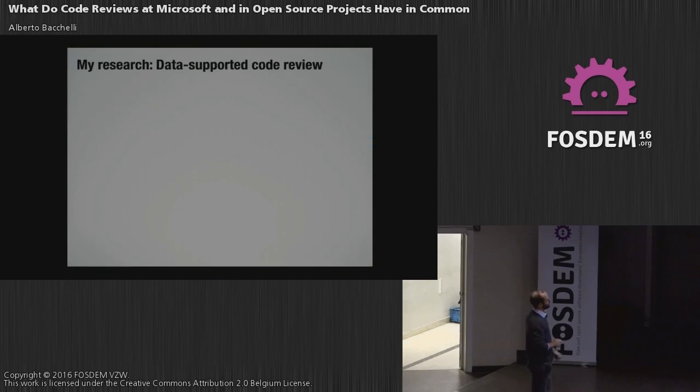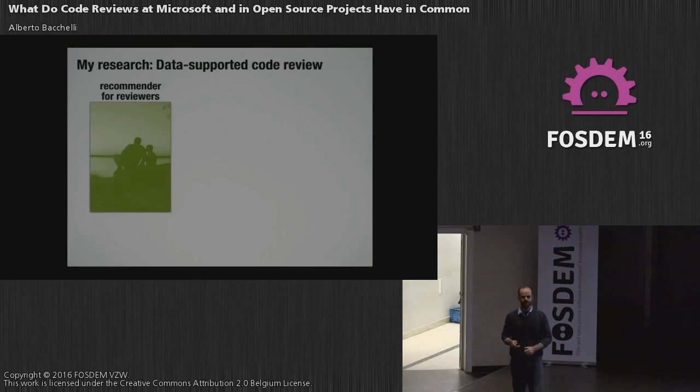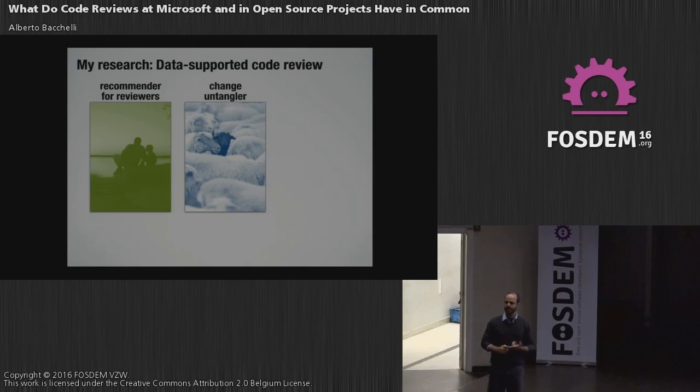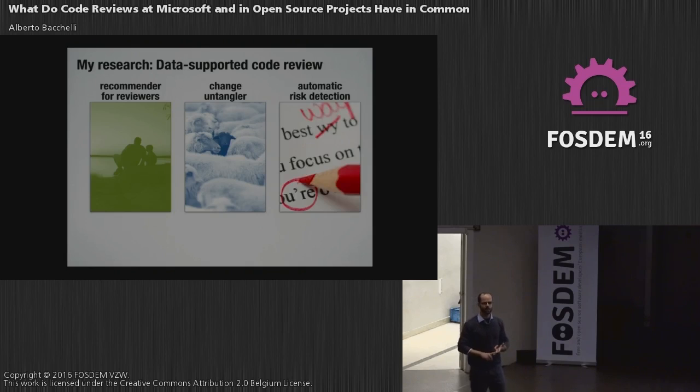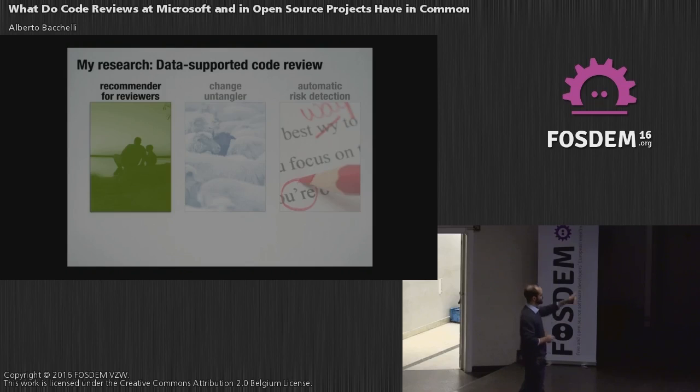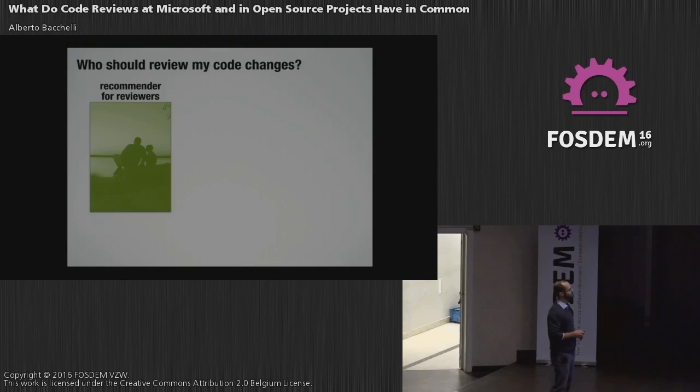Let me show you. My research is about data-supported code review. So one thing you can do is recommend reviewers, untangle the changes, I'm going to tell you what this is, and for example, tell you where to look when you have to do a code review in the first instance. So, a recommender for reviewers.